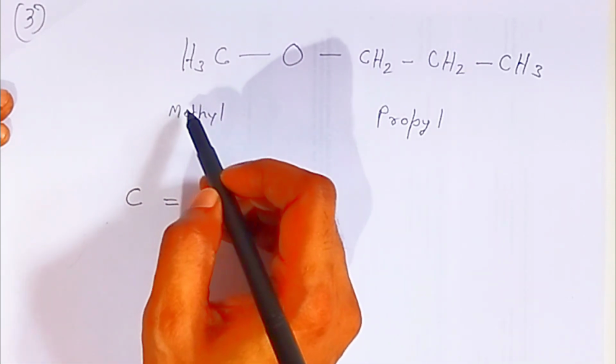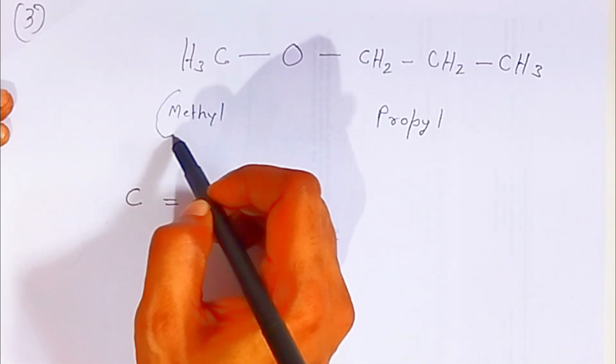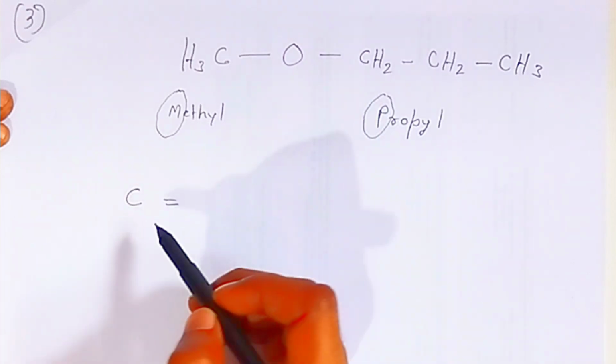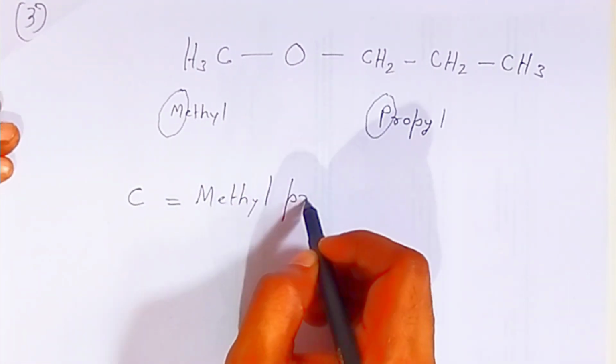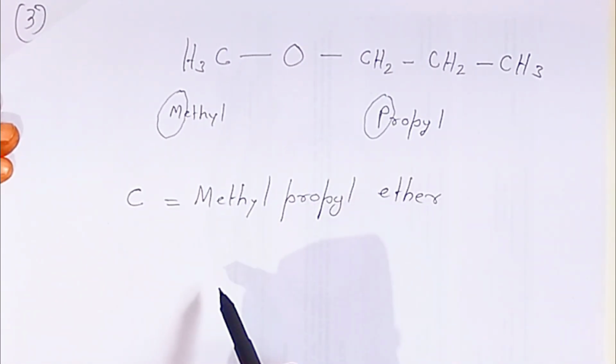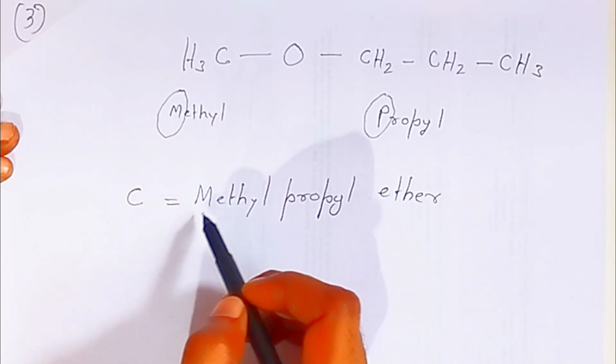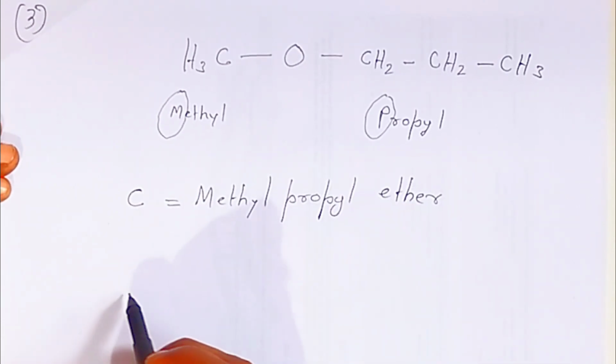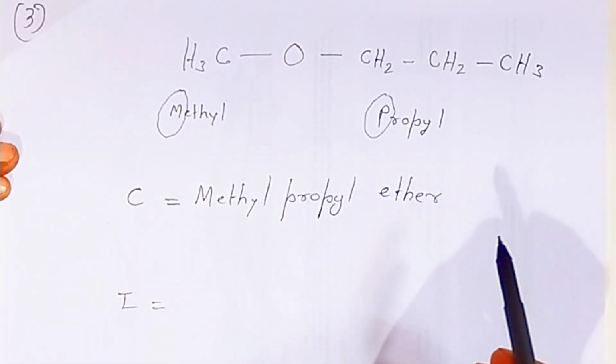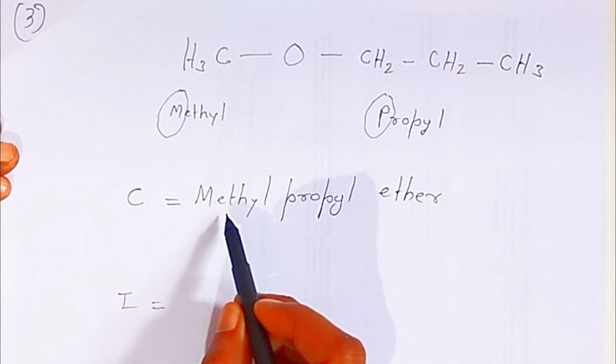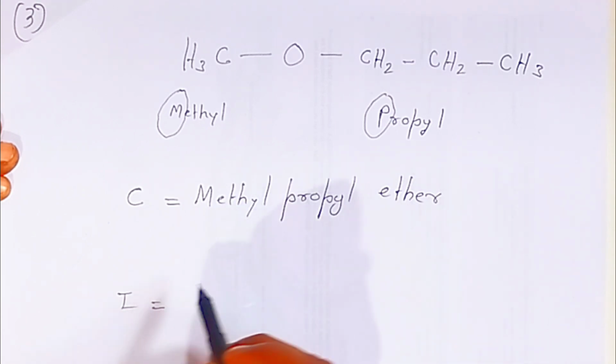So which alkyl is coming first in alphabetical order, students? M is coming first, then P is coming. So we will write methyl propyl ether, because M is coming first in alphabetical order. Now if you want to name it in common name, we will say methyl propyl ether. But what about the IUPAC name, students?